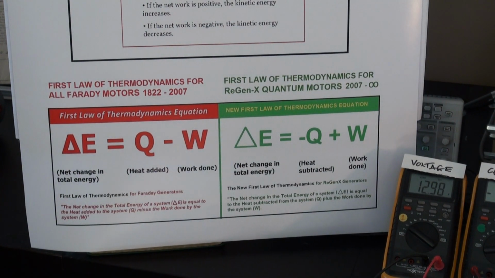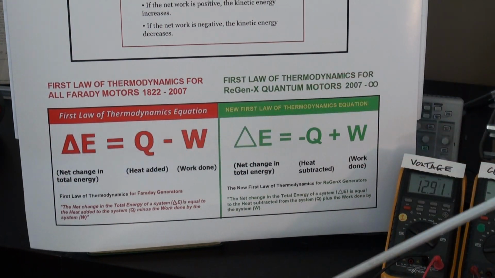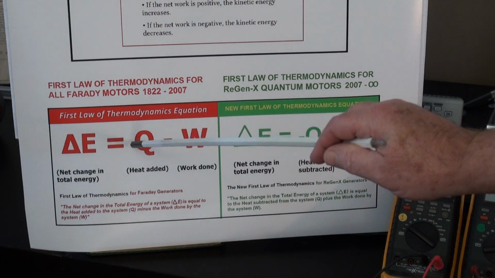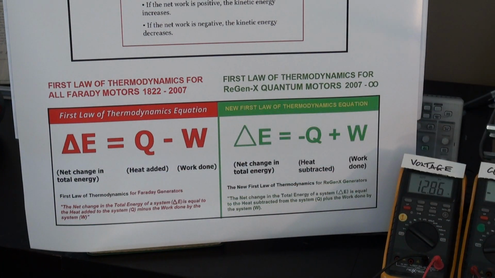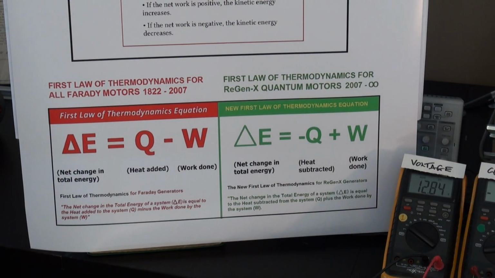This is the equation for the first law of thermodynamics that says that the net change in total energy in the induction motor, the Tesla induction motor, is equal to the heat added to the system, meaning the input energy that's being converted to heat in the motor, minus the work that's being performed.